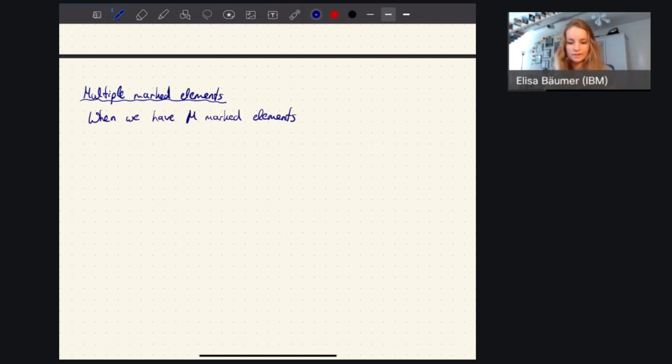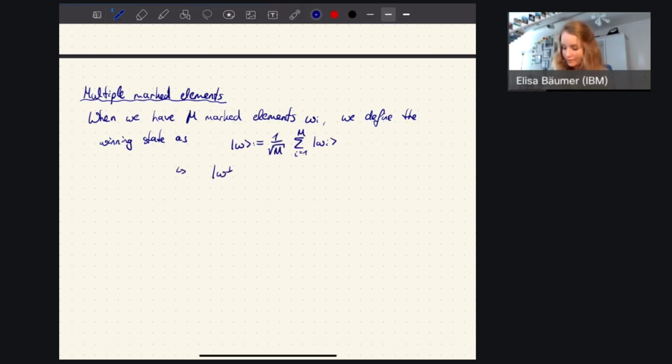M marked elements that we now call w_i. Then we define the winning state as still W, but it's not just the state w as before, but now we define it to be the equal superposition of all M winning states.